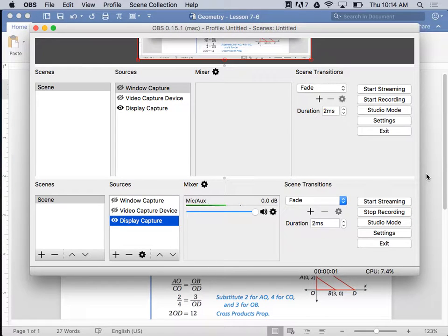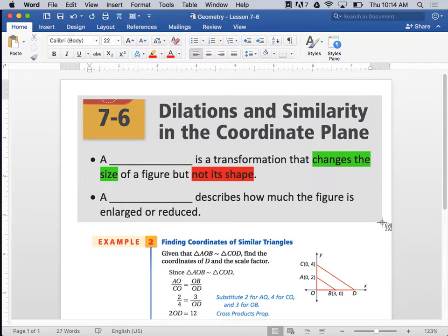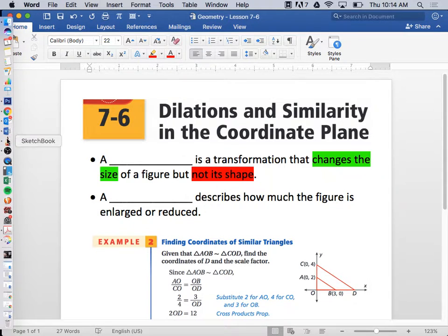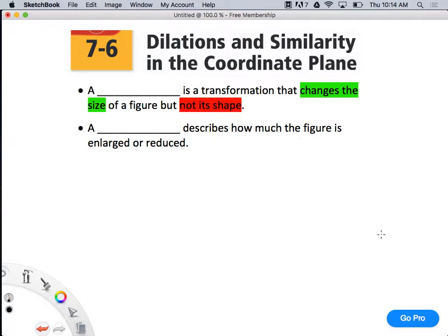All right. Dilations and similarity in the coordinate plane. So we've got to figure out what dilations are. This is our last lesson of the chapter. We know what similarity is, right? Similarity means the same shape, right? But not necessarily the same what? Yeah, different sizes, but the same shape.